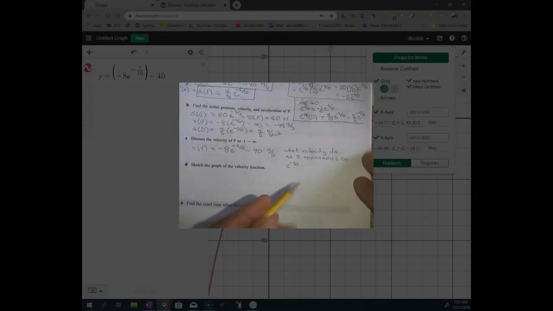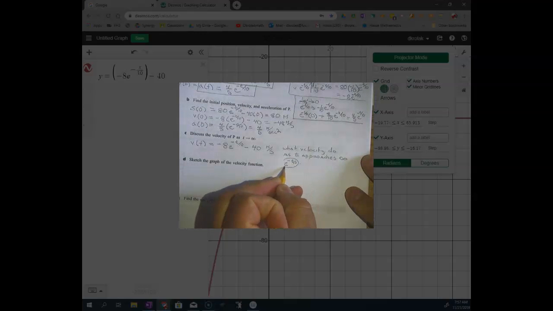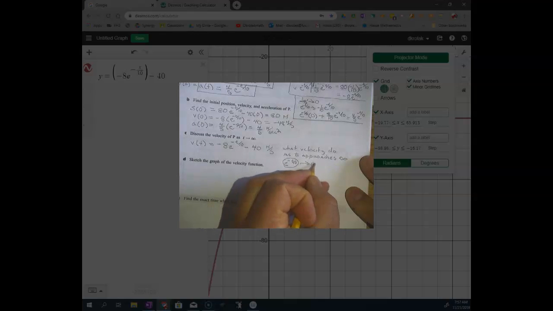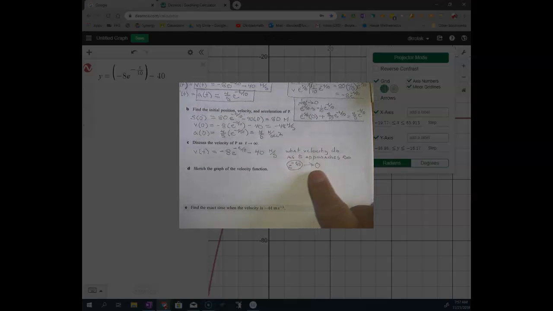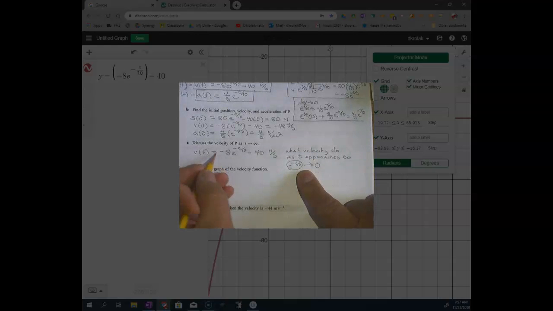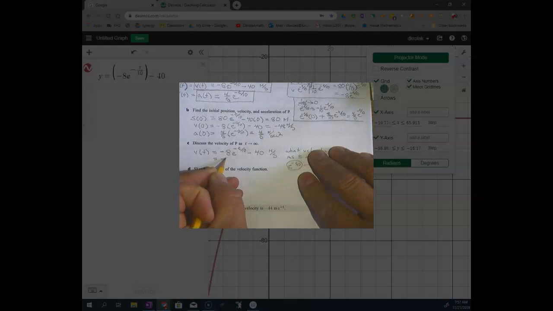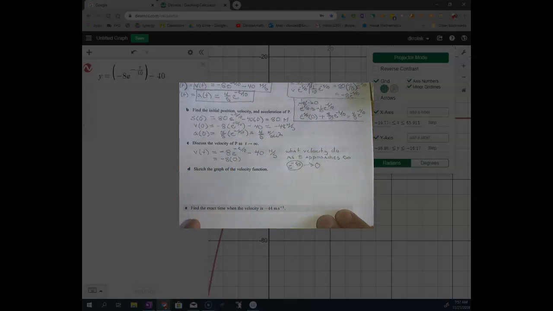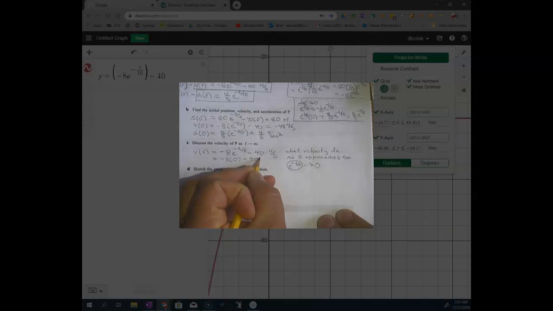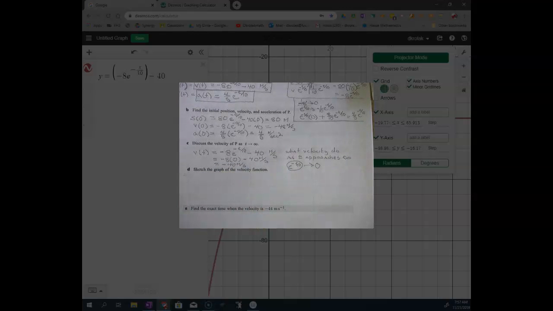So, as you guys said, this term approaches 0. So as t gets really, really big, 8 is going to end up getting multiplied by a number that's really close to 0. Subtract negative 40, and my velocity is going to end up approaching negative 40 meters per second.